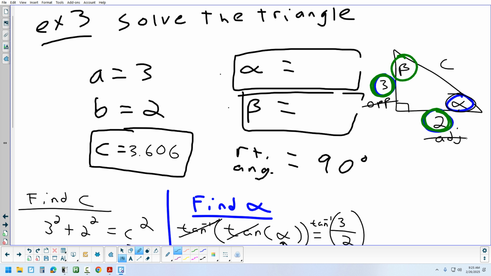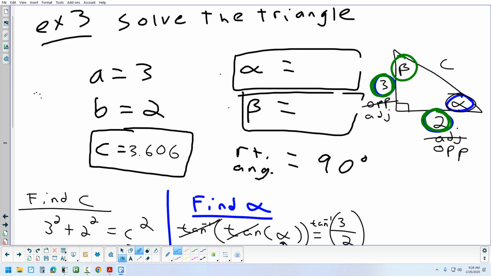So now, beta, if we look at what's opposite, it's 2. And what's next to it is 3. So when you switch your reference point in the problem, opposite and adjacent switch. But even though they switched, we're still using what trig function? Yeah, we're still using tangent.